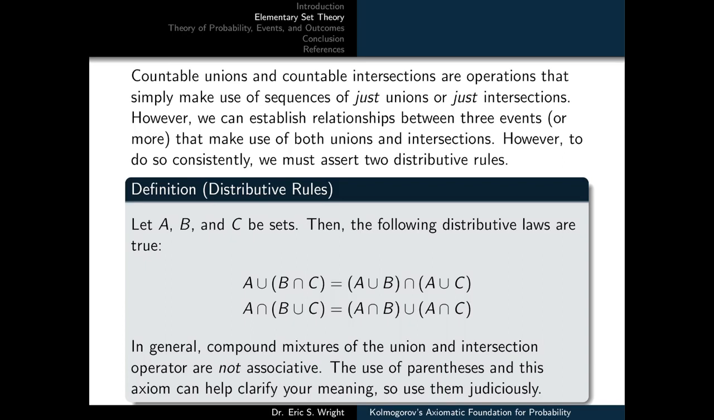Similarly, the intersection of A with the union of B and C equals the intersection of A and B paired in a union with the intersection of A and C. In general, compound mixtures of the union and intersection operators are not associative, so the use of parentheses can help clarify your meaning, and you should really use them judiciously.